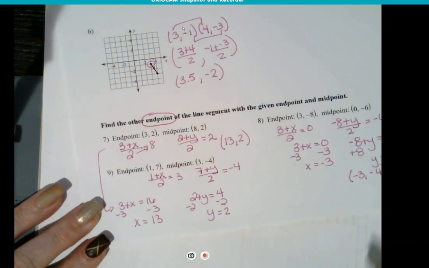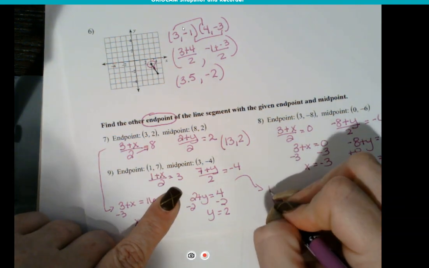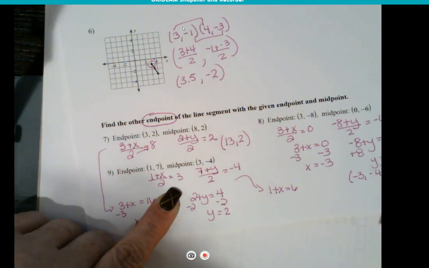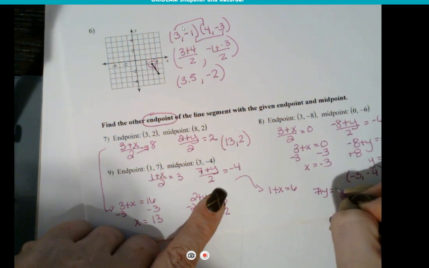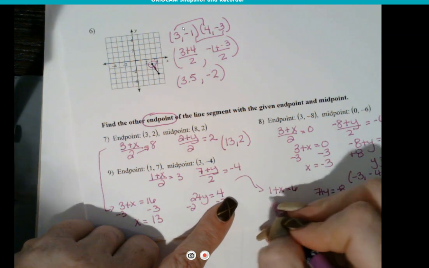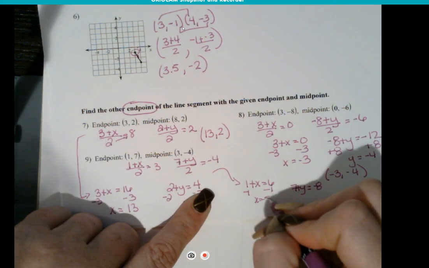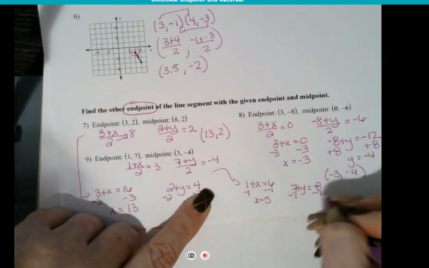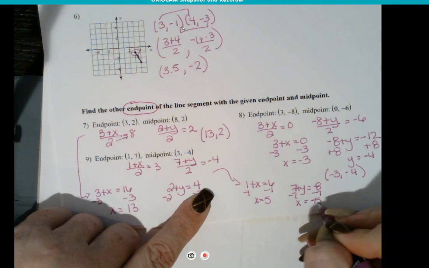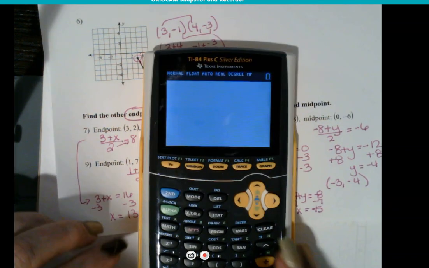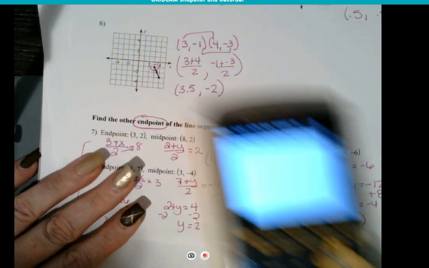Okay, so this is how I set it up. And then I'm going to draw it over here. So I cross multiply. 2 times 3 is 6. So 1 plus x equals 6. 2 times -4 is -8, so -7 plus y equals -8. Okay, and then solve. -1 minus 1. And so x equals 5. -7 minus 7. Now that's a -8. And a -8 and -7 is -15. If you're not sure, type it in exactly how you see it. -8 minus 7. -15. There we go.